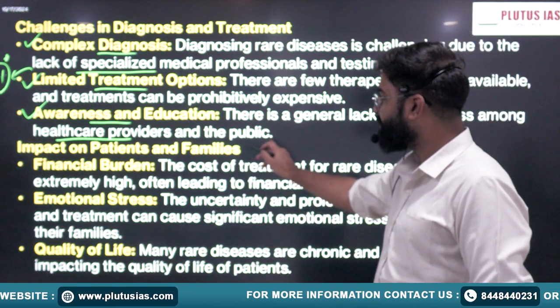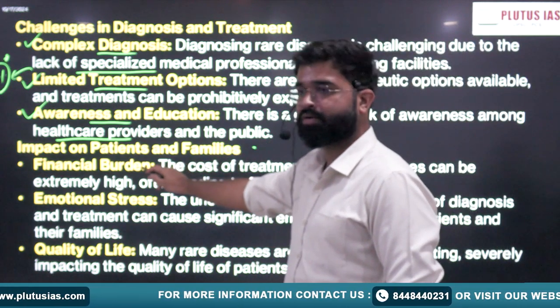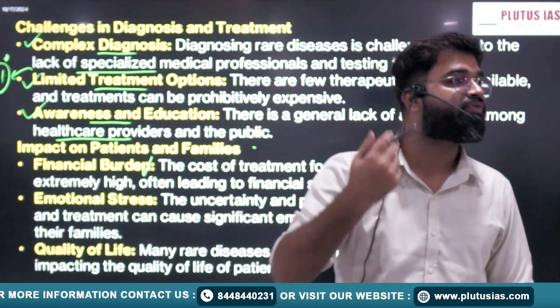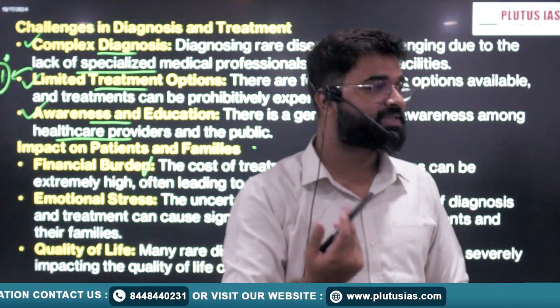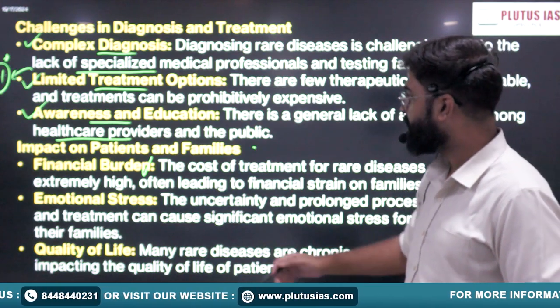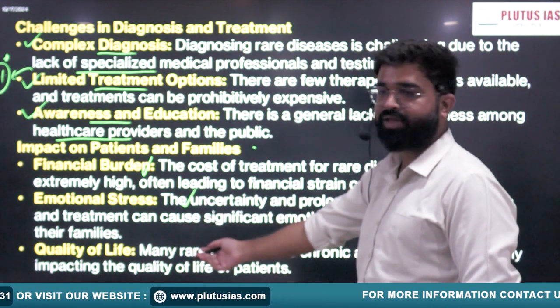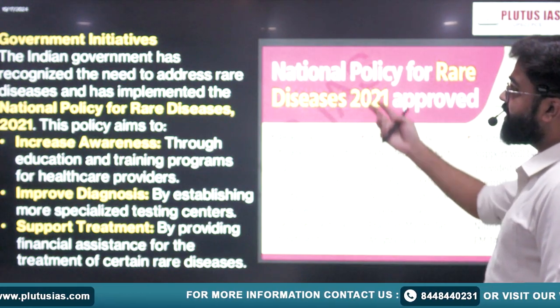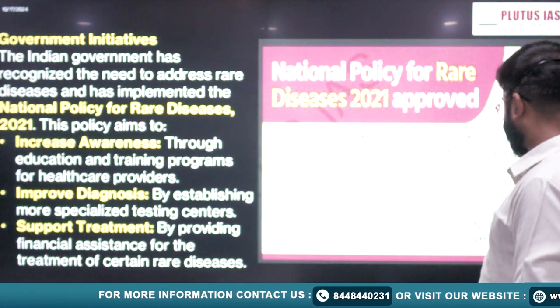Then the impact on the patient and family. Financial burden. Why financial burden? Because the government itself is providing 50 lakh per person. So you can understand how much financial burden there will be. Then emotional stress, and the quality of life of that particular person will be impacted. Government initiatives, we have already discussed that.